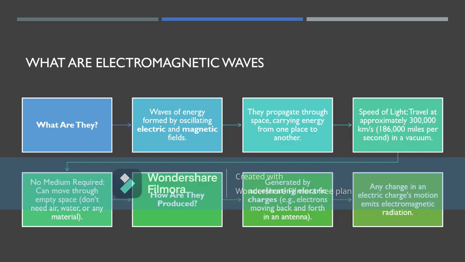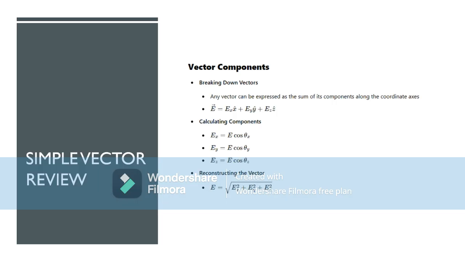So a quick overview of what are electromagnetic waves. They are basically waves of energy and they are formed by the oscillating of electric and magnetic fields. They don't require a medium to propagate in, so they can travel through space or air or whatever basically. And they are traveling at the speed of light. They are generated by accelerating electric charges or any change in an electric charge's motion, which is going to emit electromagnetic radiation.